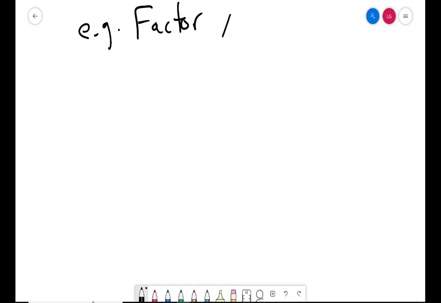So factor x squared plus x minus 42. We need two numbers that add to 1x and multiply to negative 42.